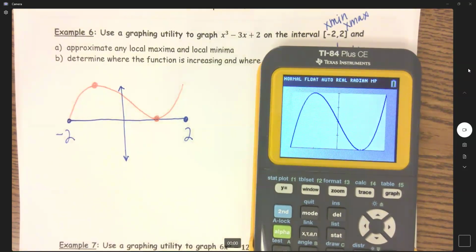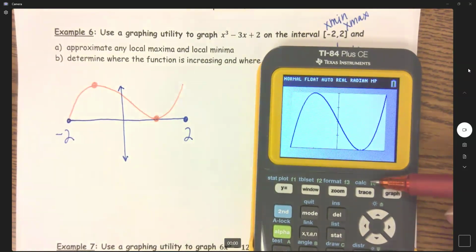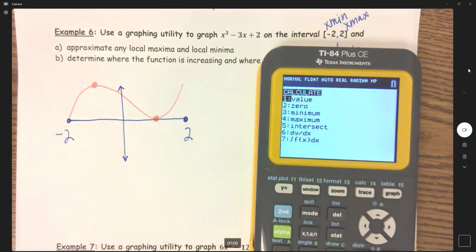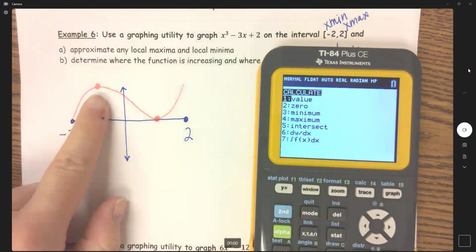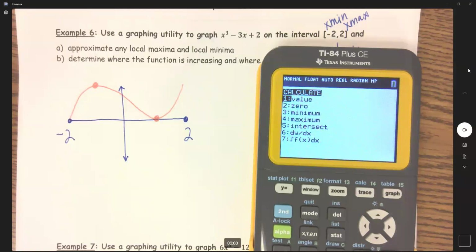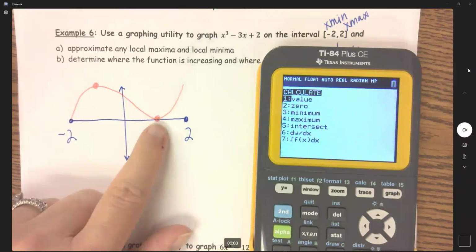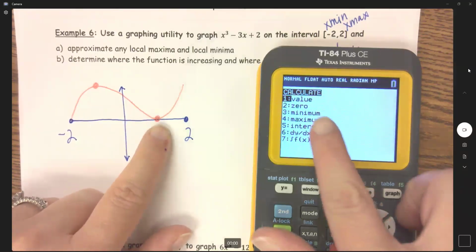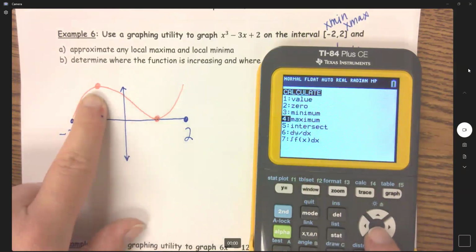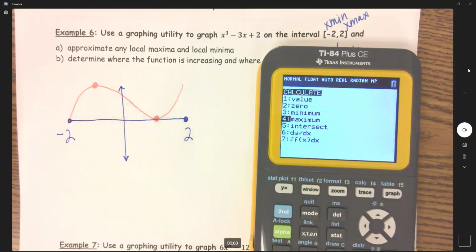So to find the max and min, I need to go to calc. So I'm going to go second trace. And you have to pick the right one. If I want to find this max, I cannot hit min and find the min over here. You'll get the wrong answer. Same thing here. If you're finding this point here, you cannot select max to find this point here. So if I'm wanting to find this one first, I'm going to go to max, number 4, hit enter.